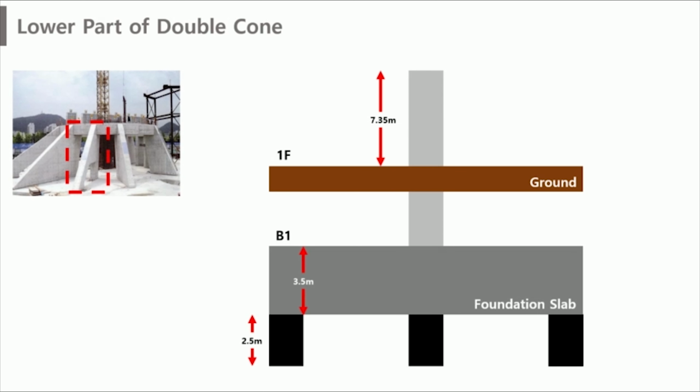This concrete wall is located on a foundation slab supported by a previously drilled column. And the height of the wall is 7.35 meters from the surface, and it continues to the basement.